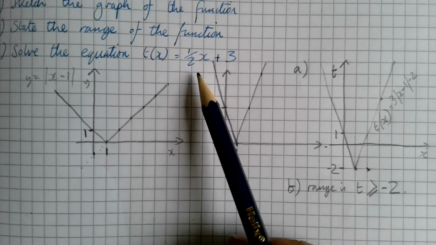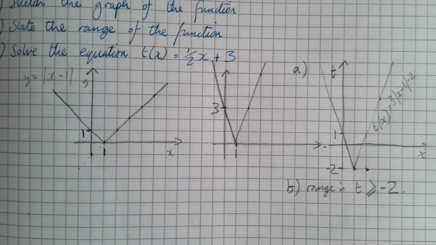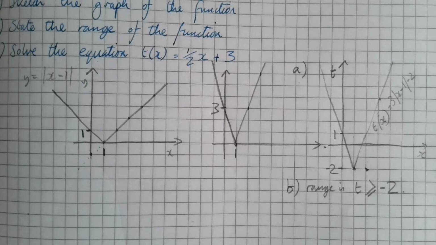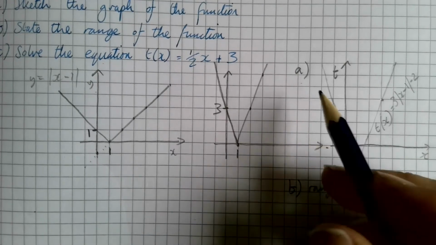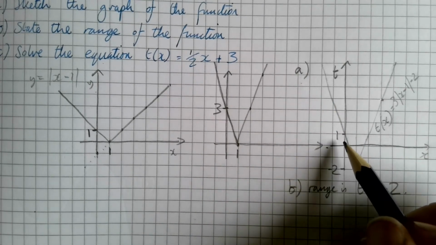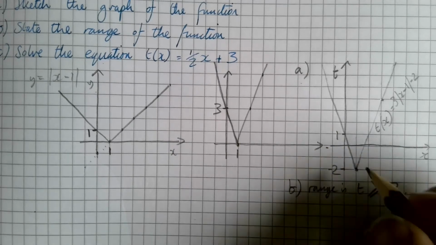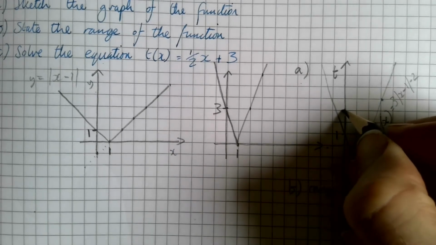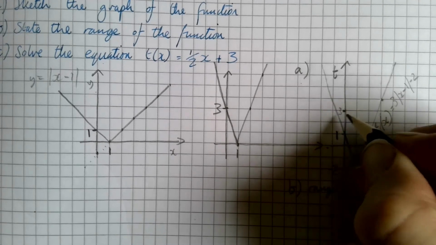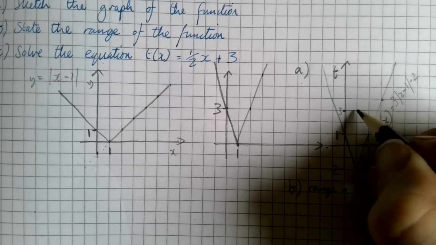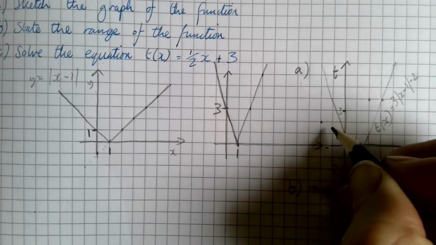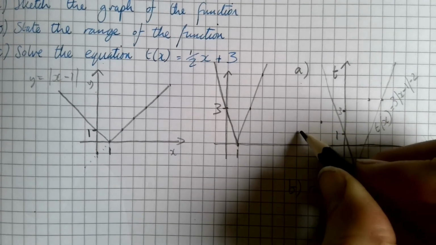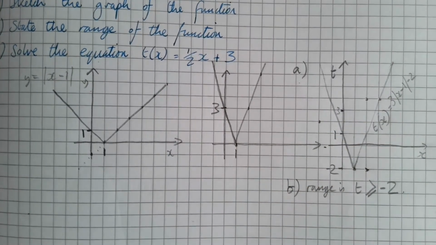I don't have to sketch it to solve this, but just so that you know how many solutions you're going to get, I think sketching is a very good idea. So y equals 1/2x plus 3 would have its y-intercept at 3, wouldn't it? And then the gradient is 1/2, so along 2 and up 1. So that means it's going to give us something.